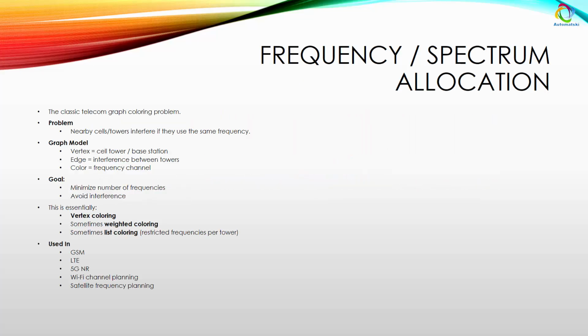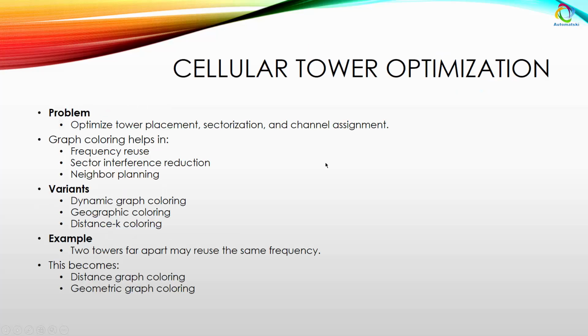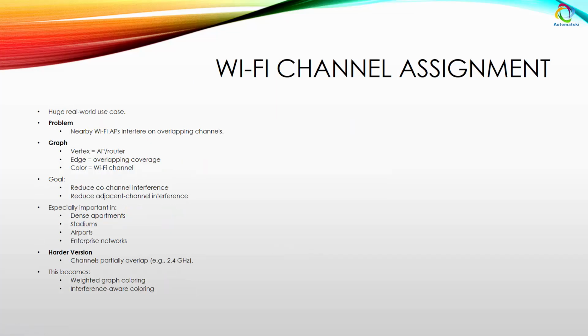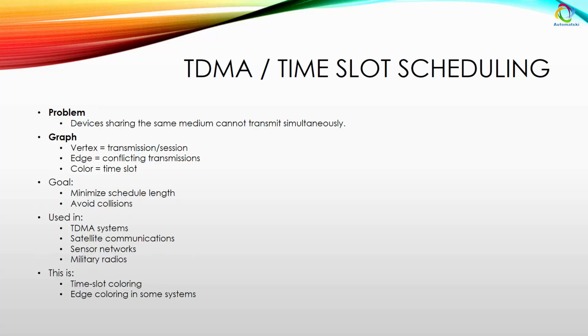Now we have 15 use cases before us. These start with frequency and spectrum allocation, where nearby towers and cells can interfere if they use the same frequency. There is cellular tower optimization, where you have to optimize the tower placement, sectorization, and channel assignment. We have Wi-Fi channel assignment and Wi-Fi access points, which interfere on overlapping channels.